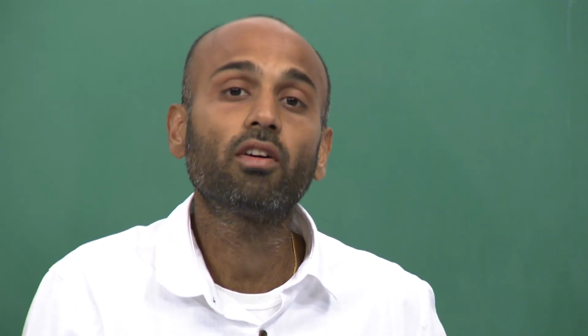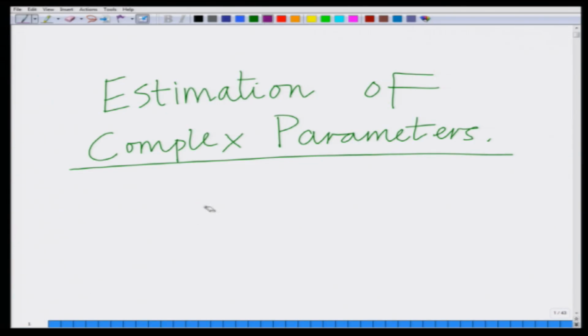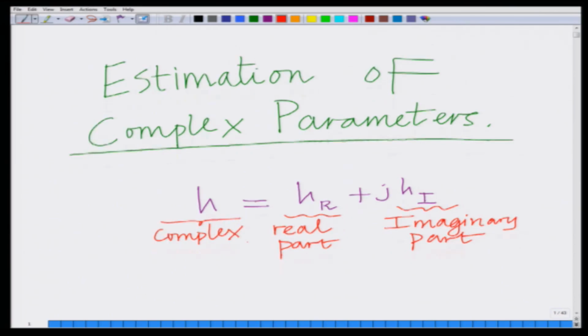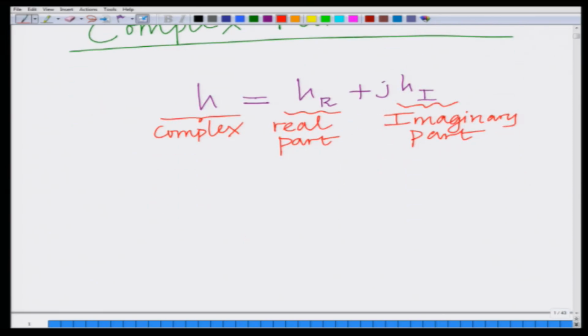Now, one can also look at the estimation of a complex number, or basically where the parameter that is being estimated is a complex parameter. For instance, I can talk about h which is complex, which is hr plus jhi. This is your real part of h, and this is the imaginary part, as a result of which this h is complex. So, I have h equals hr plus j times hi, where hr is the real part, hi is the imaginary part. This is a complex parameter.